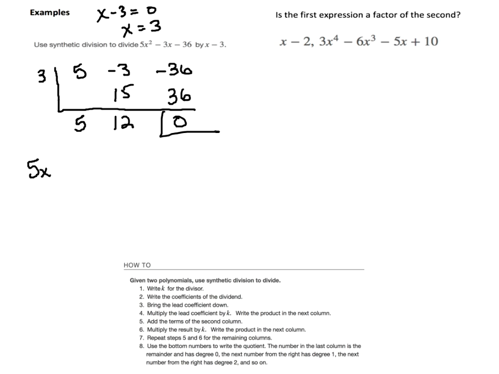Here's what this means. 5x squared minus 3x minus 36 is equal to the factor I started out with, x minus 3, times k. I started with an x squared. I took a factor of x out. So what I'm left with is 5x plus 12. X minus 3 is a factor of the polynomial. 5x plus 12 is a factor of the polynomial because I do not have a remainder. So both of those are factors.